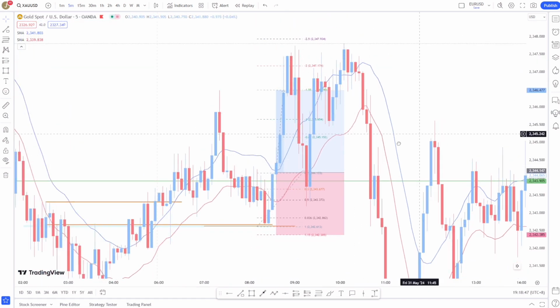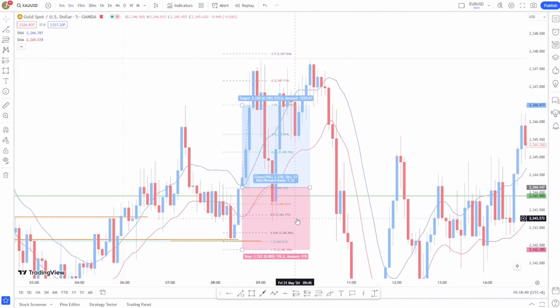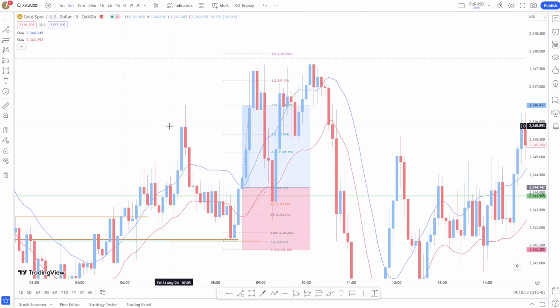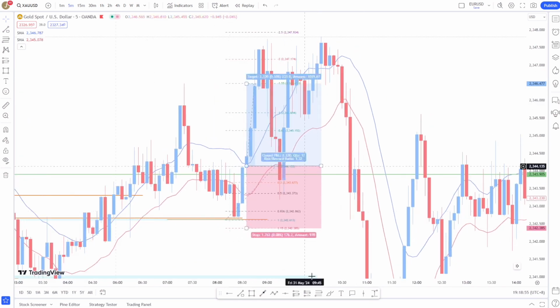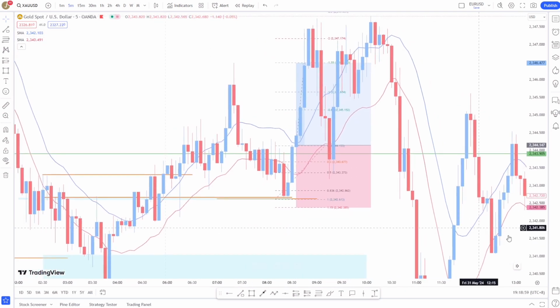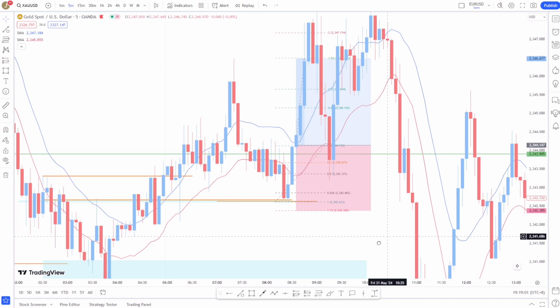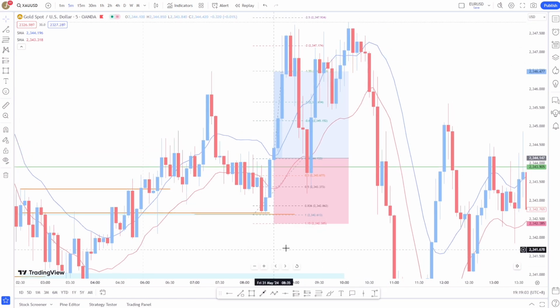So this is what I'll do. And this trade gave me a 1.3 risk to reward, which is very decent. So that's how I entered based on the higher time frame trend direction and lower time frame entry confirmation. This is how I did it.